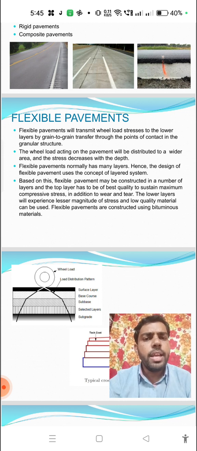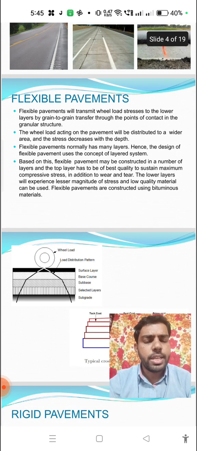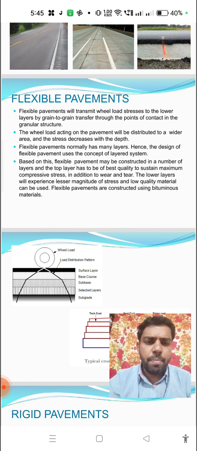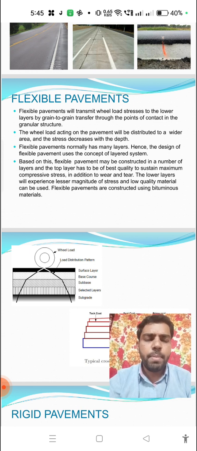The top layer is of the best quality to sustain the maximum compressive stresses and strains on the road, in addition to wear and tear. The lower layers experience lesser magnitude of stress compared to the surface layers, so low quality materials can be used in the remaining layers, like the bottommost layers. Next, flexible pavements are constructed with bituminous materials like bitumen, tar, and PMB. PMB means polymer modified bitumen.